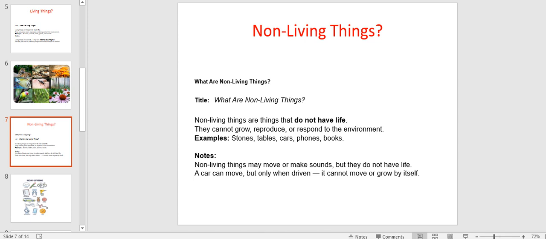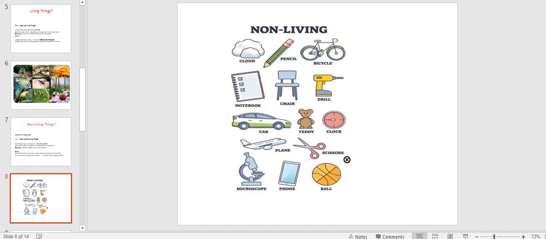A car can move, yes. A car can change positions from one point to another. A car can move, but only when driven. That is, it cannot move on its own. You have to have another force, that's a person who will come in and drive the car. A car cannot move or grow by itself. So that is a non-living thing.